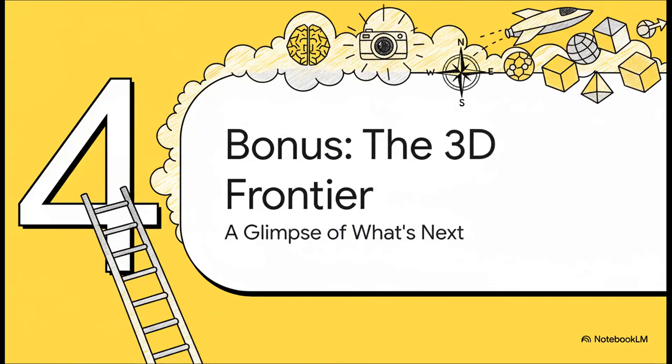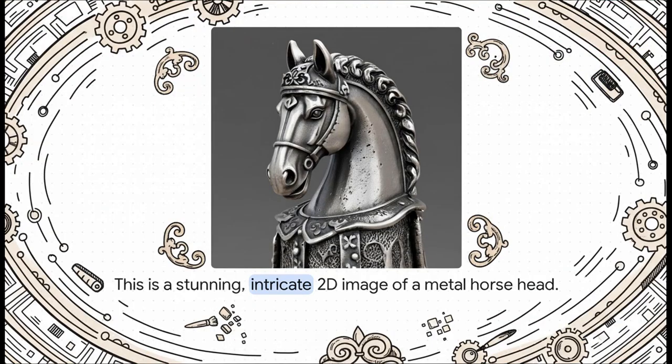Okay, we've climbed the whole ladder, from enhancing photos all the way to building brand worlds. But before we finish up, I have to give you a quick peek at the next frontier in this creative partnership. This is the bonus level. Just take a look at this. It's a beautiful, unbelievably detailed 2D image of this ornate, metallic horse head. I mean, the textures, the lighting, the sheer craftsmanship. It's just a stunning piece of digital art.